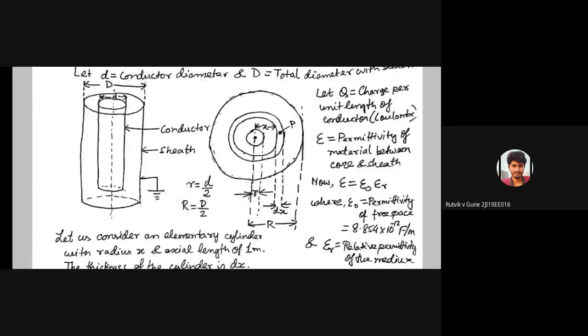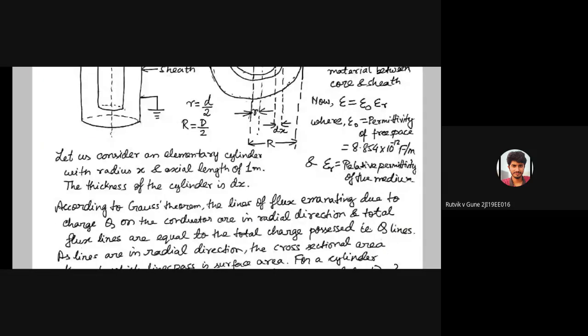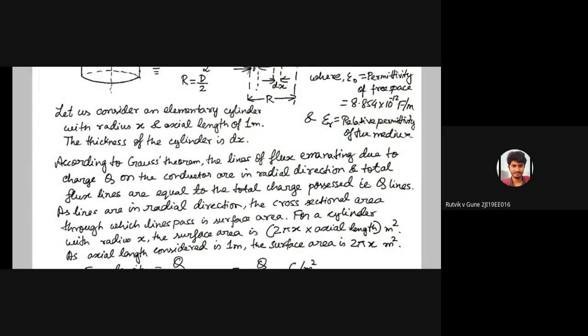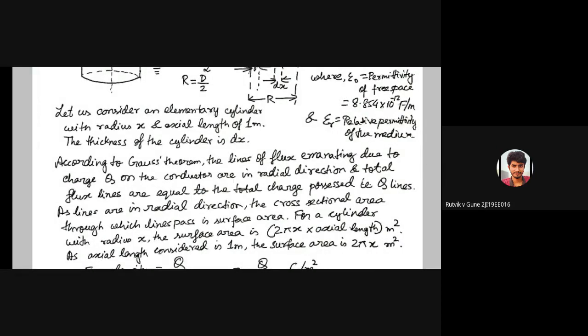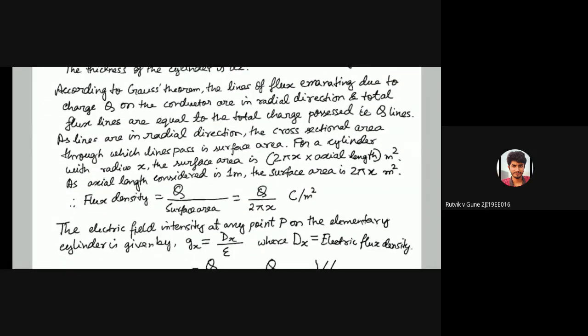Okay, so if it is radial in nature, in the radial direction, and the total flux lines are equal to the charge possessed, that is Q lines, then as the lines are in the radial direction, the cross-sectional area through which the lines pass is the surface area. For a cylinder with radius x, the surface area is 2 pi x into axial length. This is a very well-known thing.